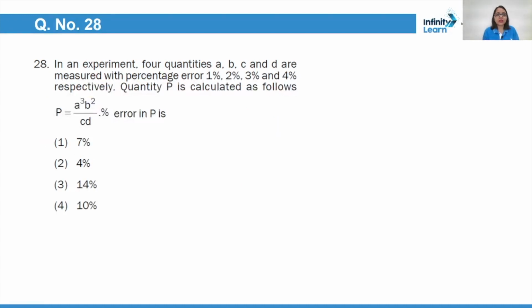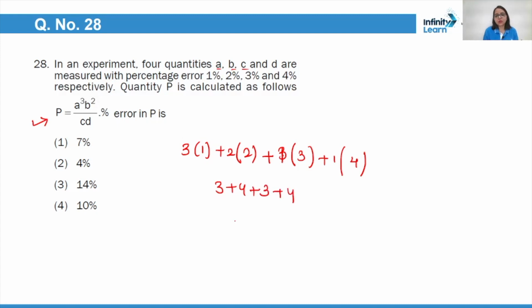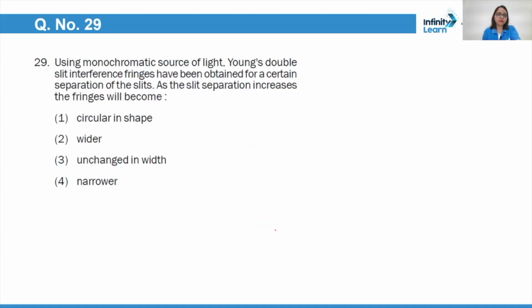Question number 28. In an experiment, four quantities A, B, C and D are measured with percentage error respectively. What is the net percentage error in P? So it is 3 times percentage error in A plus 2 times percentage error in B plus 1 time percentage error in C plus 1 times percentage error in D. So this is 3 plus 4 plus 3 plus 4, and that is equals to 14%. So correct answer is option 3.